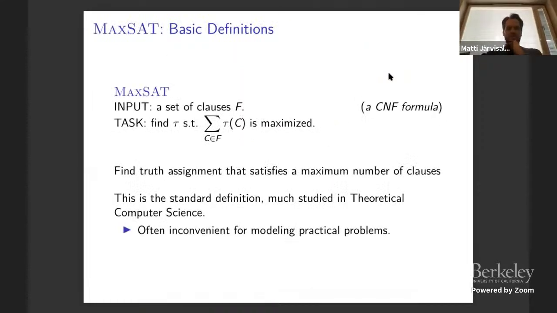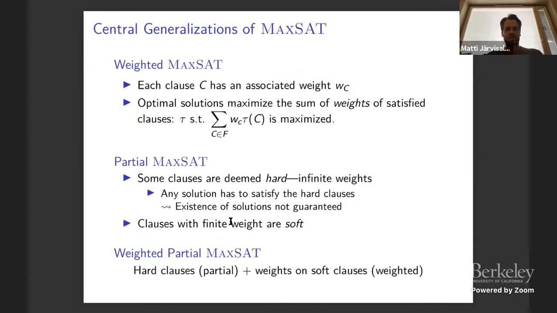Okay, so basic concepts. Just to make sure that everyone's on the same page, we're talking about MaxSAT. In its purest form, our input is just a set of clauses, a conjunctive normal form formula, and we're asked to find a truth assignment that satisfies as many of the clauses in the formula as possible. Yes, and this is, of course, MaxSAT in its purest form, and how it's typically presented in complexity books. But this is not that convenient for modeling practical problems, and that's why nowadays, when I say MaxSAT, we mean essentially weighted partial MaxSAT.